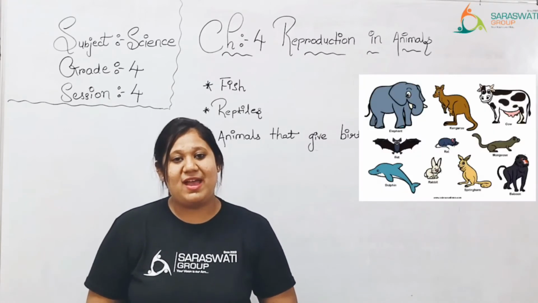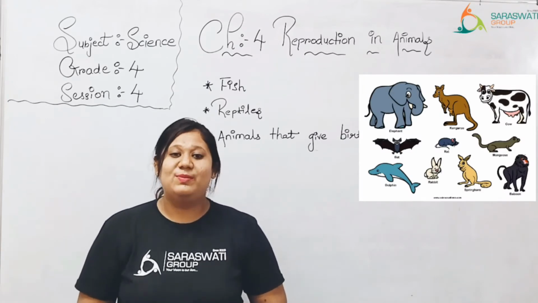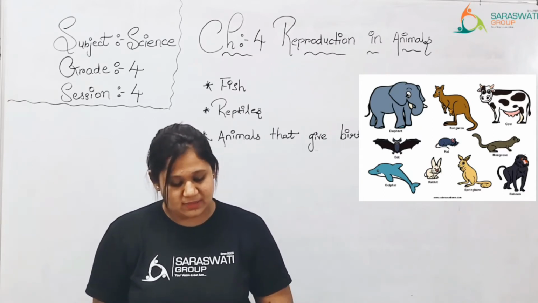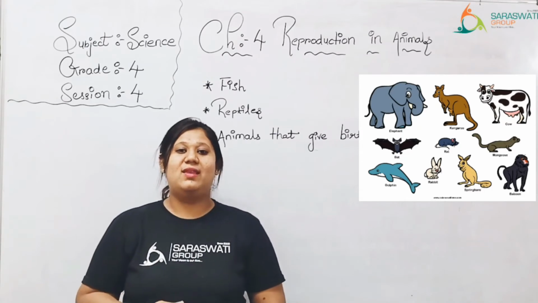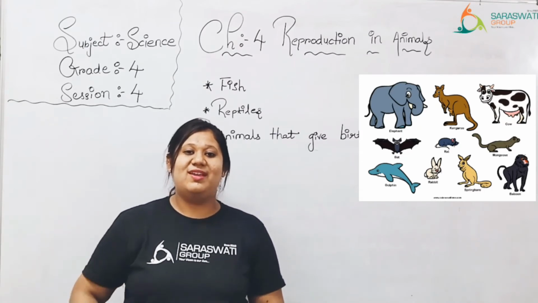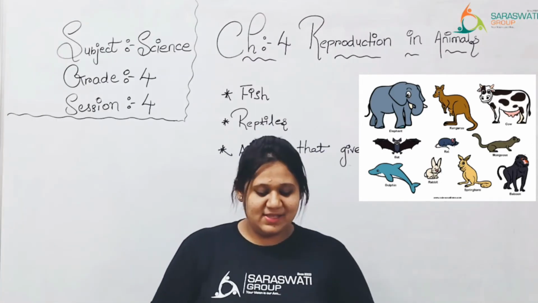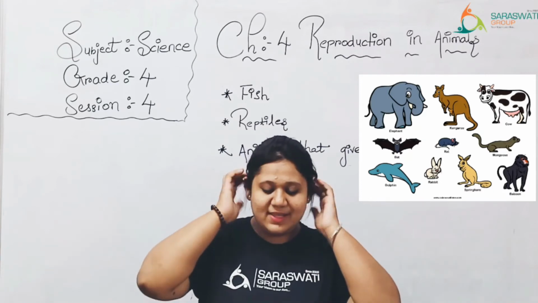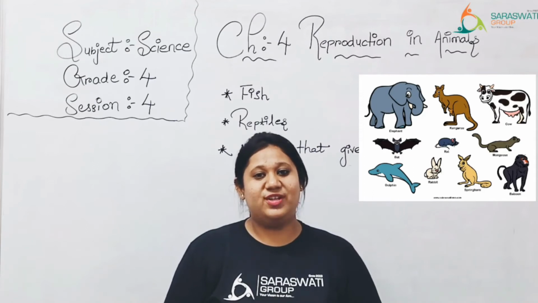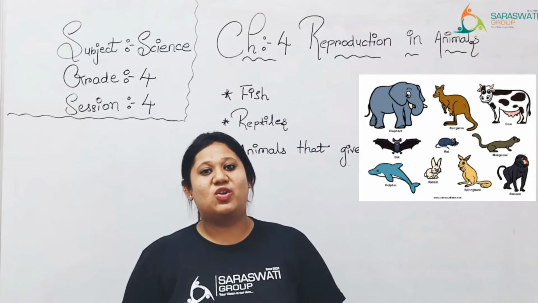So that type of animals is called mammals. जो अपने babies को birth देते हैं directly और अपने ही बॉडी के अंदर उसको ग्रो करते हैं, तो उसको क्या बोलेंगे? मैमल्स। क्लियर? Animals that give birth to young ones are called mammals. Kids, ऐसे animals जो direct birth देते हैं अपने बच्चे को, that type of animals are called mammals.